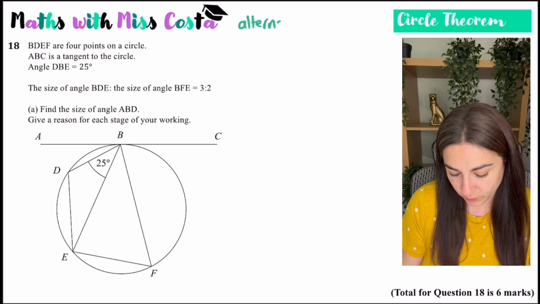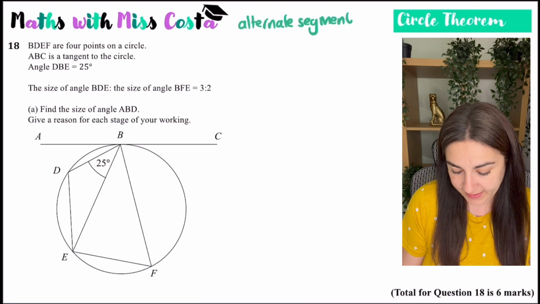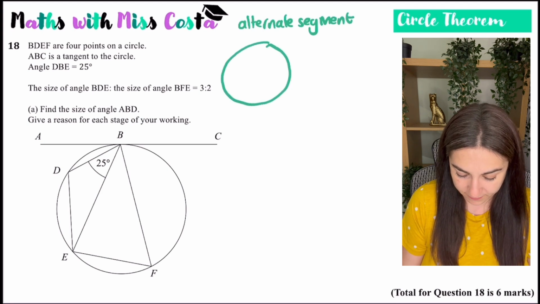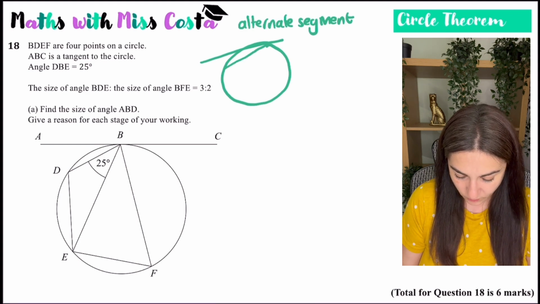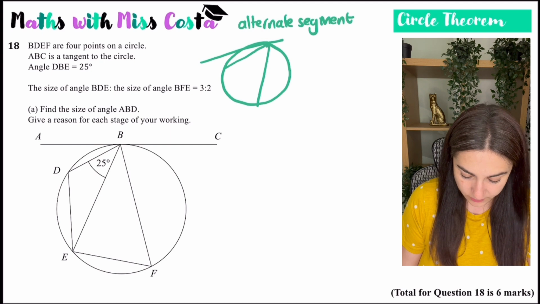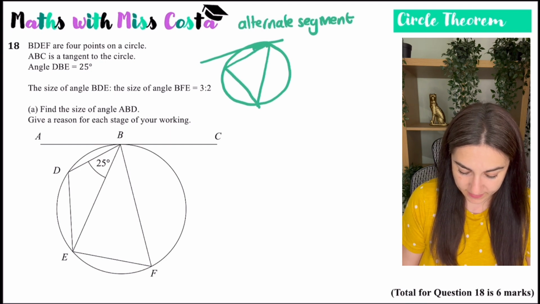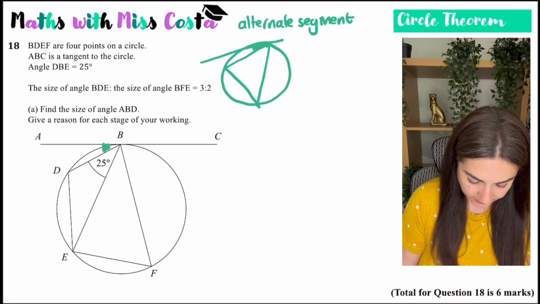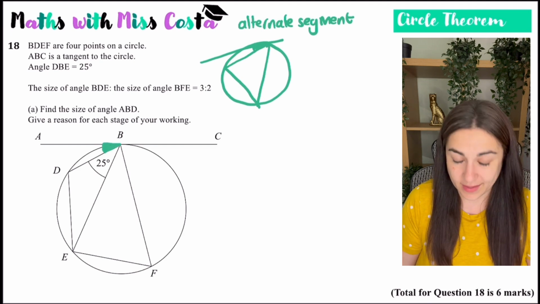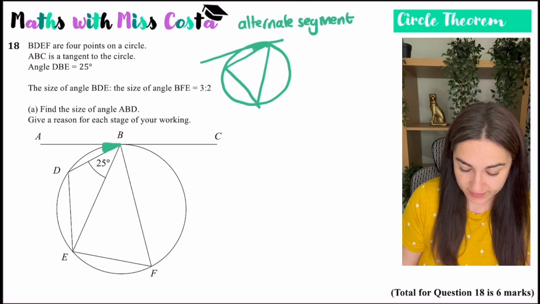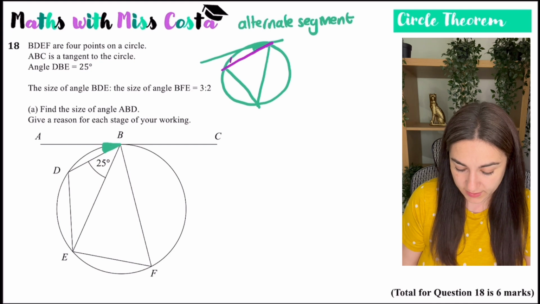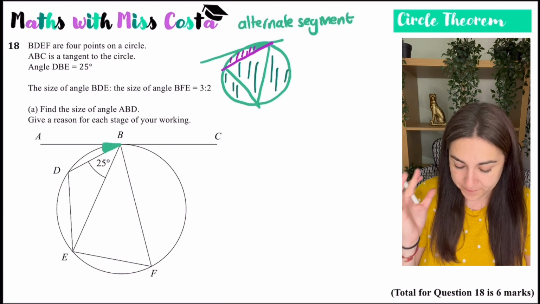That is where I have the alternate segment theorem, and that states that essentially if you have a tangent and it intersects a chord, then the angle formed between the tangent and the chord, in this case this angle here, is going to be equal to the angle in the alternate segment. So if you look at the chord, this is the segment the first angle is in. So this whole thing is going to be the alternate segment.